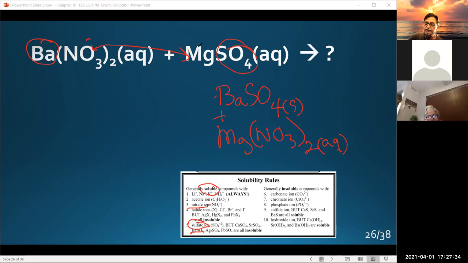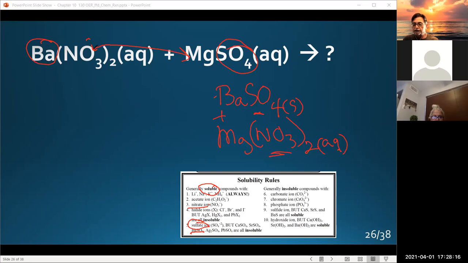Okay, so the next thing is balancing. With respect to polyatomic ions, which we have here, follow the polyatomic ion, and everything else will balance out by default. We have two nitrates to begin with in the form of barium nitrate, and two nitrates at the end in the form of magnesium nitrate. So the nitrates are balanced. We have one sulfate in the form of magnesium sulfate, and one sulfate in the form of barium sulfate. So the sulfates are balanced.